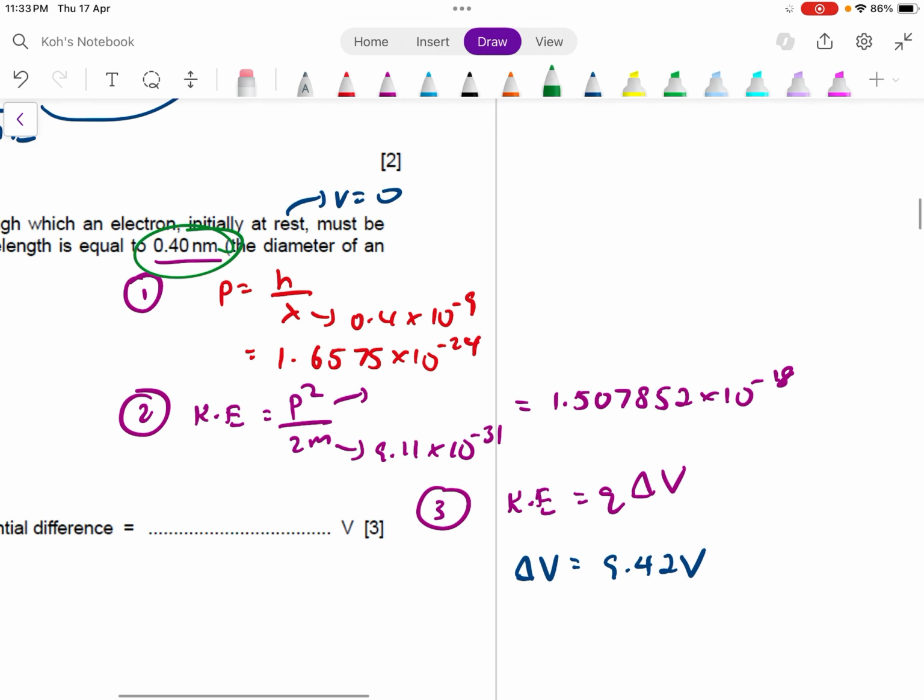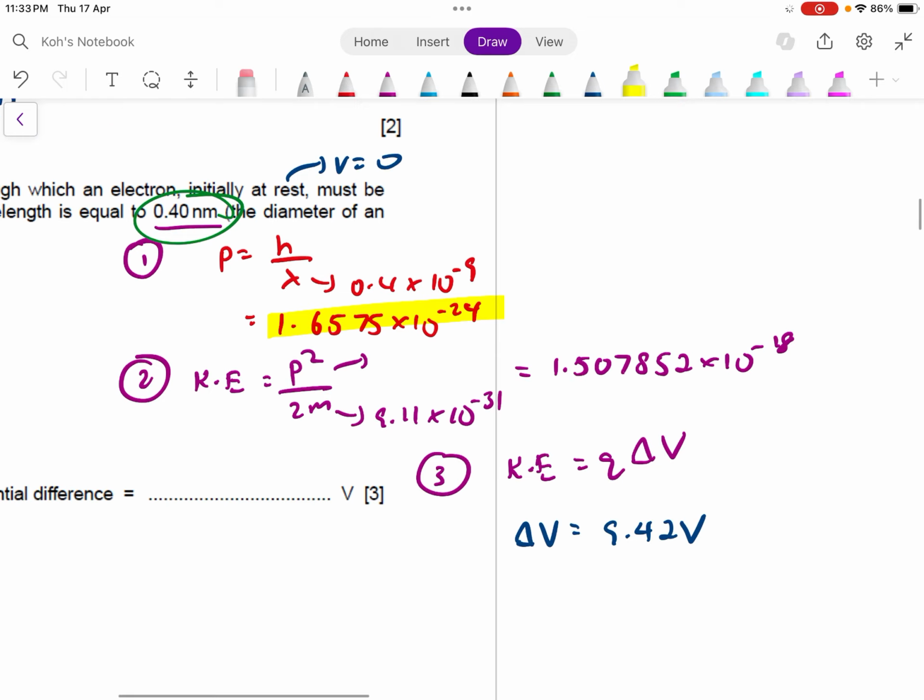So how do we actually do this? Very simple. First, you need to do the calculation for the momentum. So you have a de Broglie wavelength of about 0.4 times 10 to the negative 9. So you calculate what the momentum is first. I do my calculation, it's about 1.6575 times 10 to the negative 24. Okay, next, I relate kinetic energy with momentum. The relationship, as we know, is kinetic energy equals p squared over 2m, where m is the mass of the electron. So you do the calculation, the kinetic energy should be about 1.51 times 10 to the negative 18.